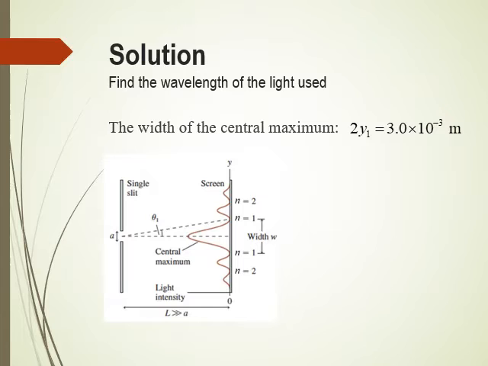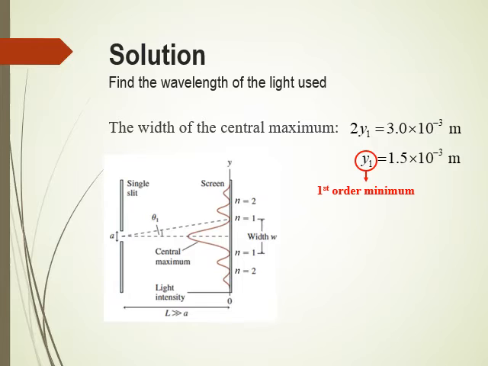And it is equal to 3 times 10 to the power of negative 3 meter. Therefore, y1 is equal to 1.5 times 10 to the power of negative 3 meter. And once again, if you look at this diagram, this N1 is the N for dark fringe. Therefore, this y1 is actually the first order minimum.